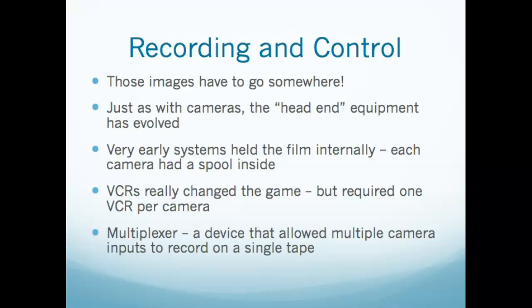The very early systems held the film. You saw that old green camera there. The film was inside on a spool, right? Looked like a little movie reel like you'd seen in the 1940s. The VCR really changed the game. But when VCRs came out, they had to have one camera to one VCR to the monitor. And if you wanted to have more cameras, you needed a VCR for each one.